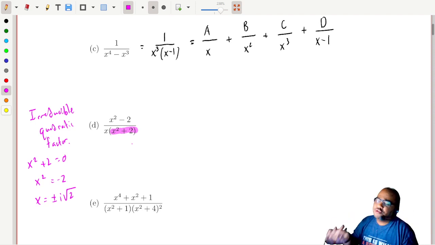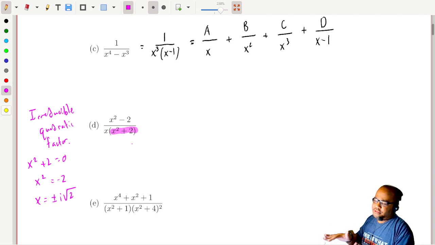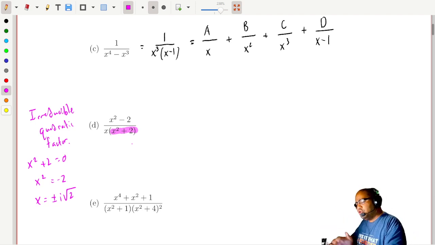Now, you can do partial fractions with complex numbers here, but we're going to go ahead and restrict ourselves to the real numbers. If you feel so inclined, once you figure out how to do this with real numbers, you can extend this to complex numbers, because then all you really have are just linear factors. But we're going to restrict ourselves to just real numbers here.